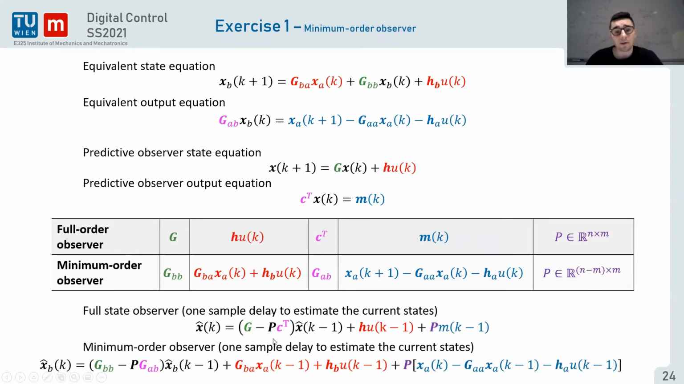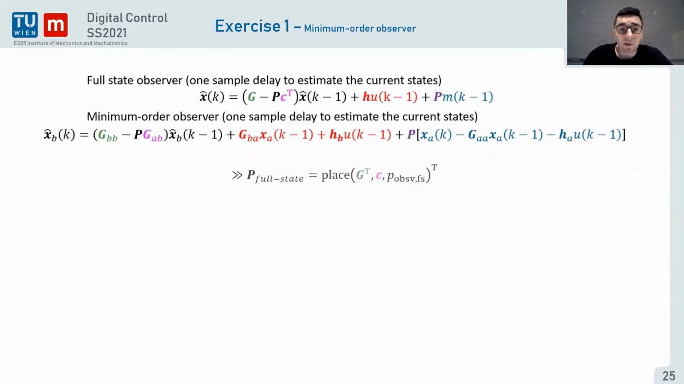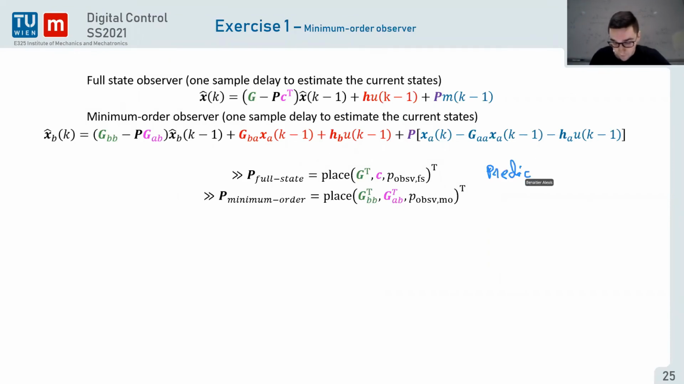To define the gain, last time to define this P, we just used pole placement. And so now we need to use pole placement for this. Once again, nothing has changed. If we quickly have a look, the P of full state, so the gain for the full state observer, or the predictive observer, I should have called it predictive. I mean, full state can be predictive or current, but here I'm using the predictive observer. It was J transpose, C and P observer, using the place command in MATLAB.